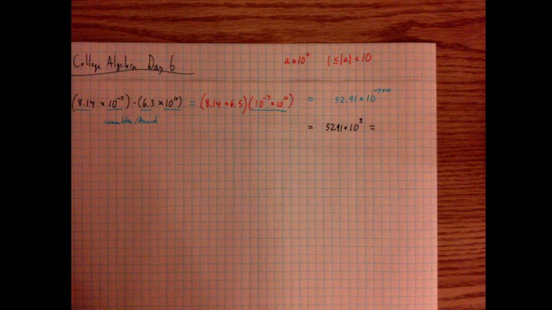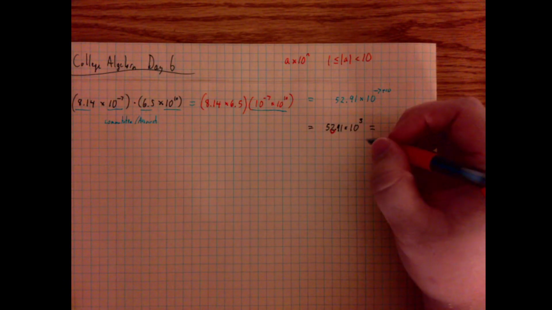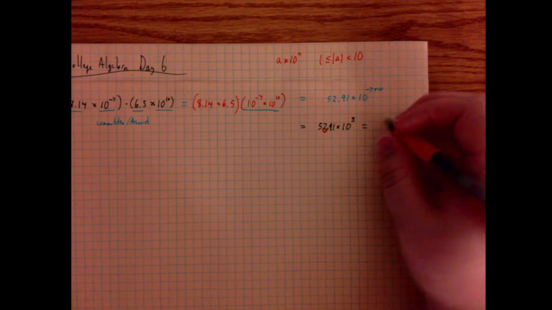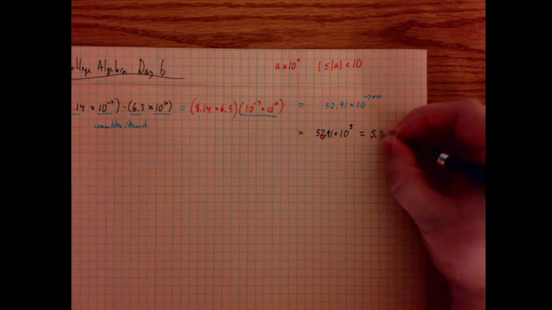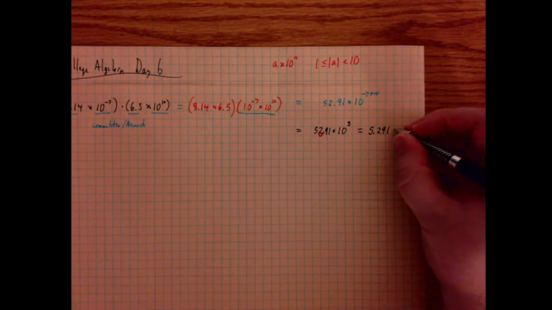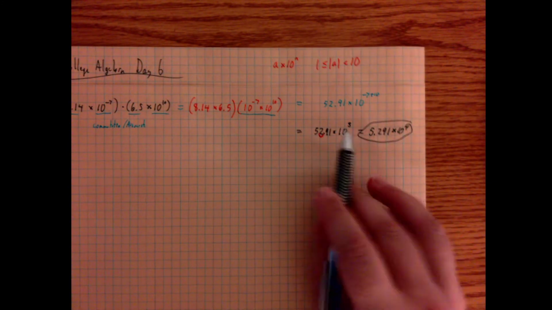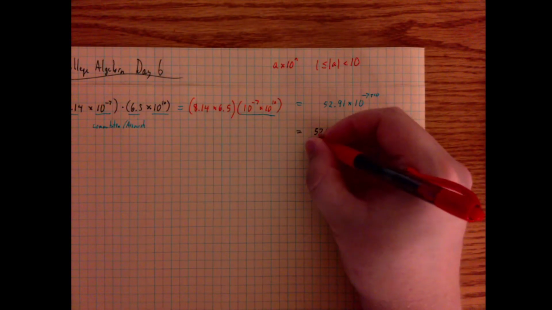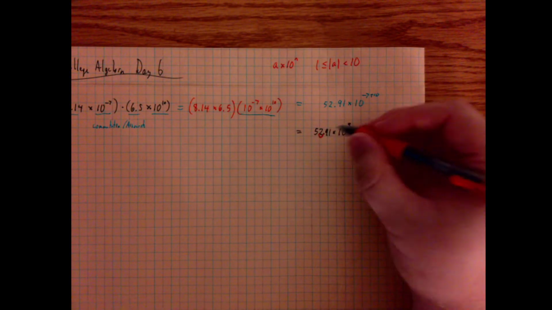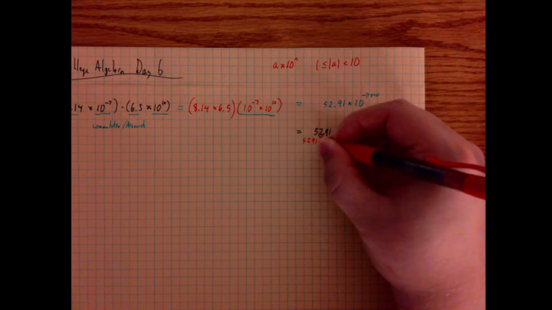And so what I can do is take one extra step. I'll have to move this over one more place. Since I'm moving it to the left, that's going to make this number 3 go up one more, meaning this becomes 5.291 times 10 to the 4th. If you're not sure whether you should add or subtract, one of the things you can do is take this and convert it into standard notation. 52.91 times 10 to the third would be 52,910.